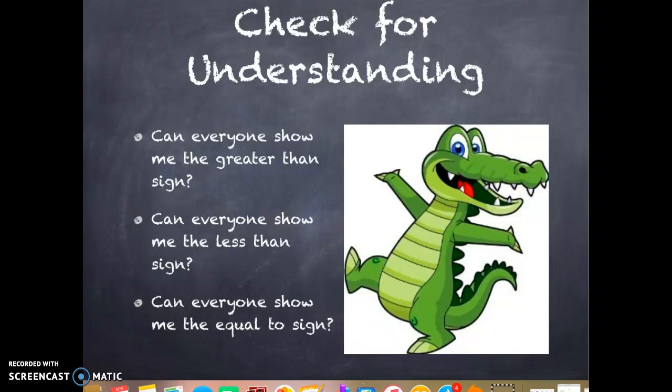So can everyone show me your greater than sign? Good job. Can everyone show me the less than sign? And can everyone show me the equal to sign?